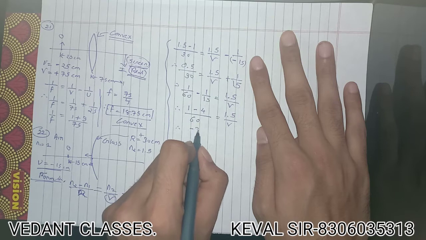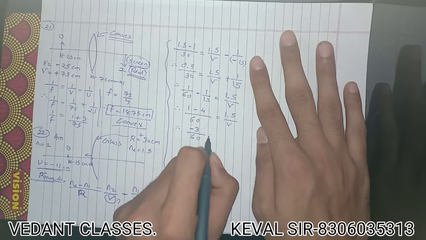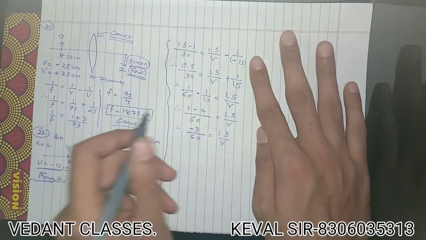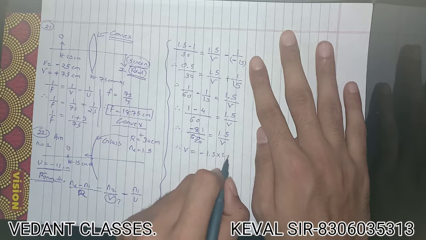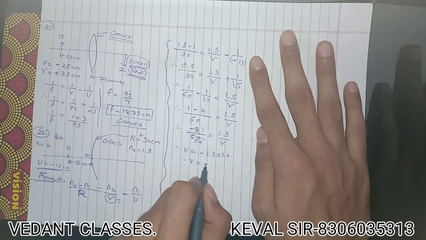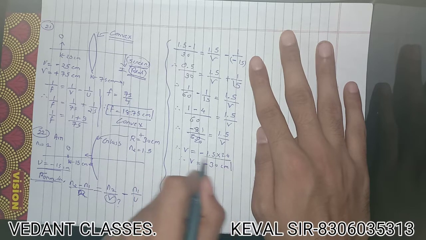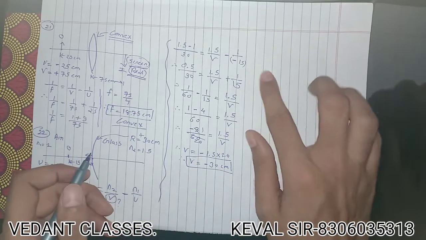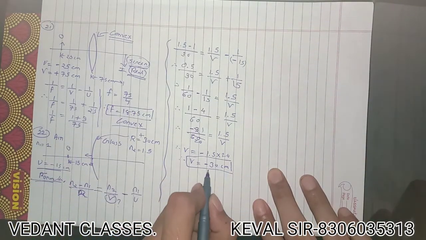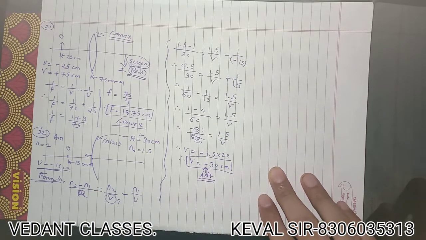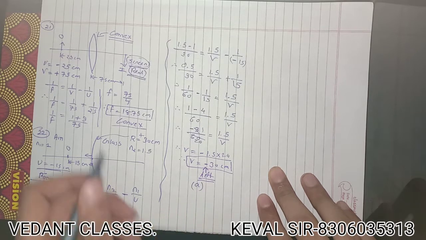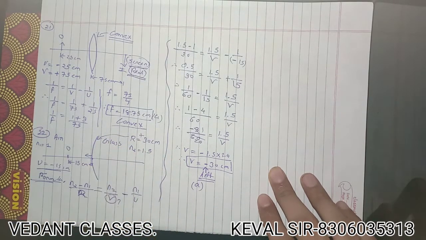is equal to 1.5 by v. So this will be minus 3 upon 60, equal to 1.5 by v. So therefore v is equal to minus 1.5 into 20. So therefore v is equal to minus 30 centimeter. This minus sign shows that the image is on the left hand side. So option A is the correct one in this.